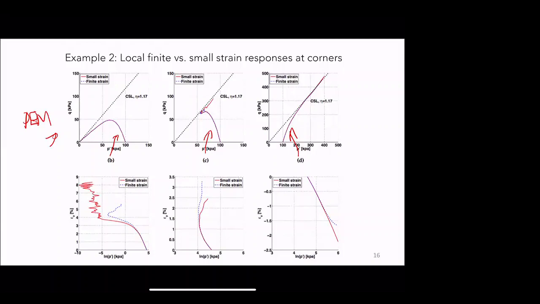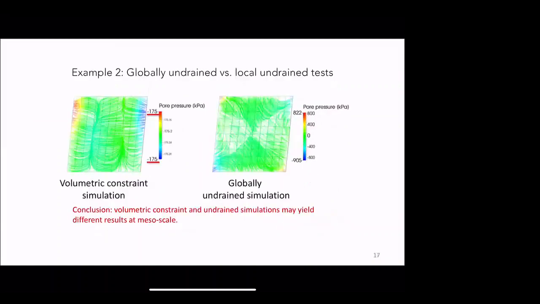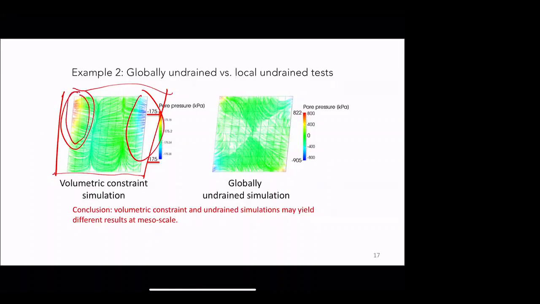But what we're actually seeing is that the volume constraint, if you resolve it into a boundary element, gets very different boundary conditions than the globally undrained pore pressure. So you see the pore pressure field here, there's a negative. So the whole thing is basically identical, even though you see a pattern.